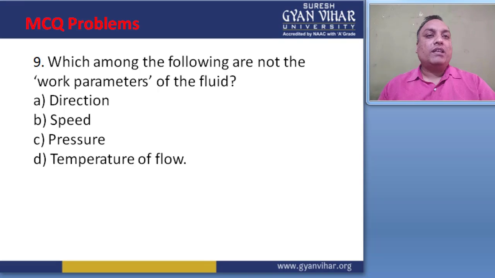Question 9. Which among the following is not a work parameter of the fluid? These are the direction, speed, pressure, and temperature of the flow. So D option is right here. This is the temperature of the flow. This is the right answer for this question.